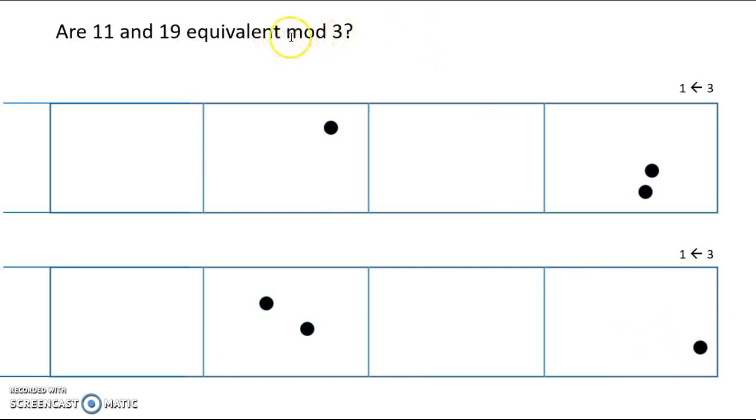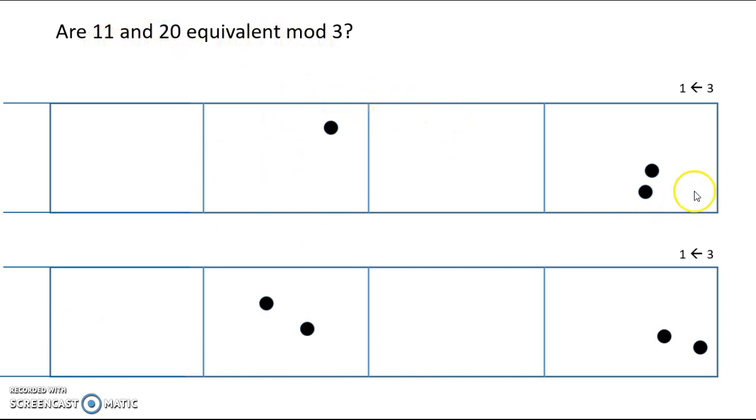Now when we're looking at whether or not these two numbers are equivalent mod 3, really we're just focusing on this final box, and we're saying, do we have the same number of dots in that final box? In this case, there's 2 in the rightmost box, and this one has 1 in the rightmost box. So the numbers 11 and 19 are not equivalent mod 3. The other way you could look at this, if you subtract 19 and 11, you would get 8. 3 does not go in evenly to 8, which would also confirm what we found, that these two numbers, 11 and 19, are not equivalent mod 3.